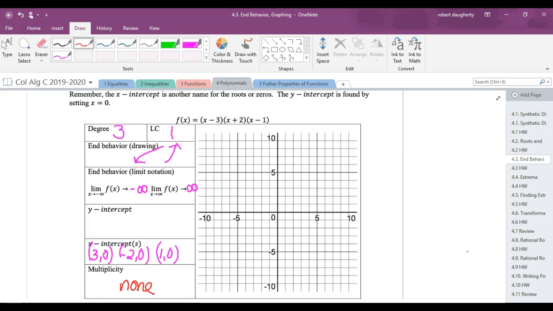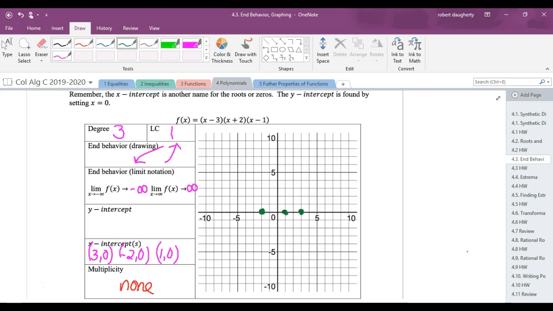So I typically, when I'm doing this up on the board, I go 3, 0, 1, 2, 3. I'm drawing a green circle because I know I cross there. Negative 2, I'm going to cross. And at 1, I'm going to cross. These are the only 3 places this graph will ever do anything on the x-axis. And it crosses every time, okay?